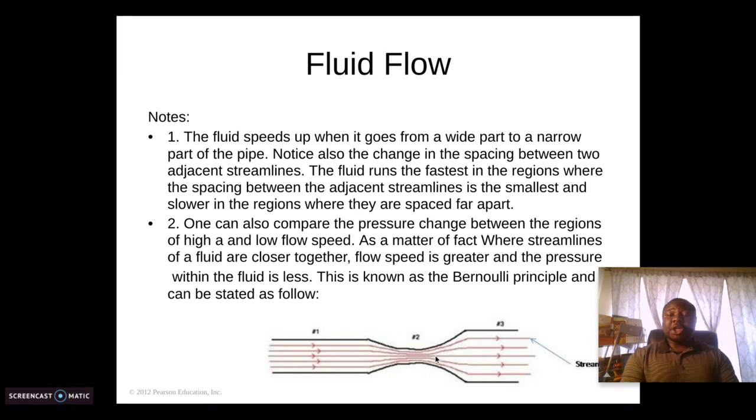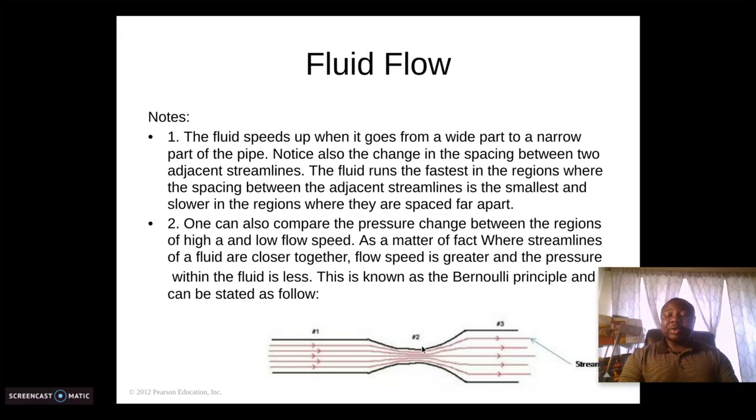Notice also the change in the spacing between two adjacent streamlines. The spacing in region 1 is greater than the spacing in region 2. That depicts the speed, because the speed has increased in region 2. So the fluid runs fastest in the region where the spacing between adjacent streamlines is smallest, and slower in the regions where they are spaced apart.